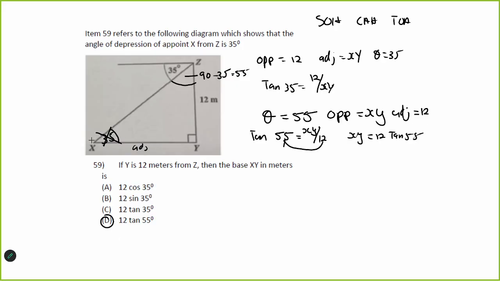So we worked it out for 35 when we were using this angle as 35, and we saw that xy would have come up to 12 divided by tan 35. That is not here, so you know for a fact that we are not using angle 35. So you'll have to use the next one, which is 55.